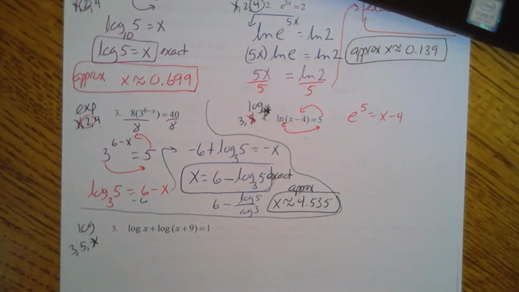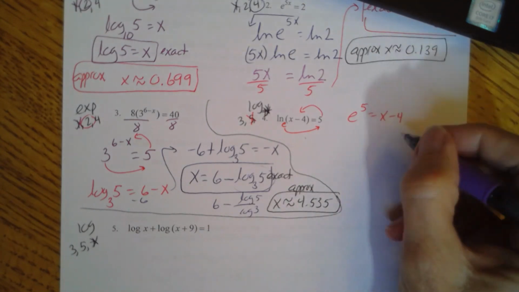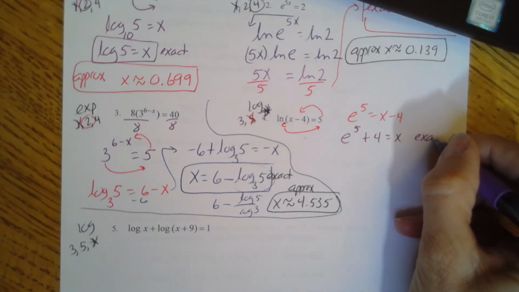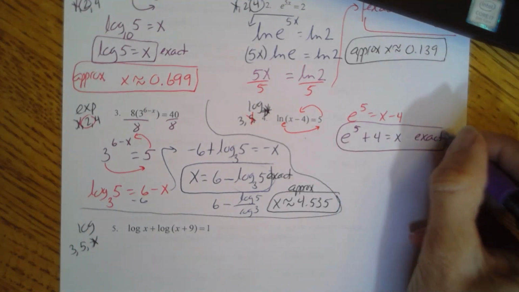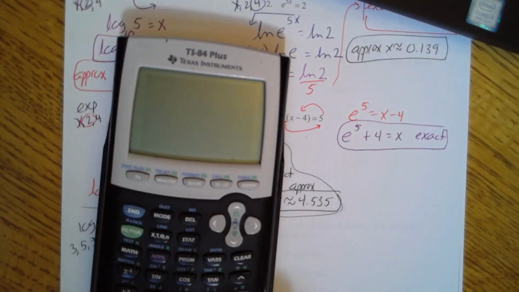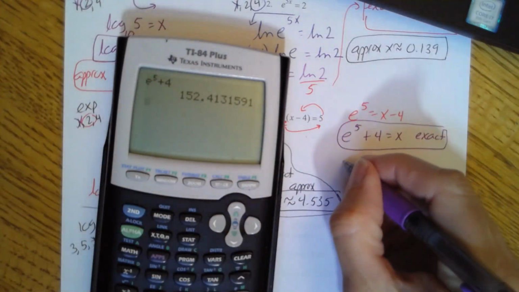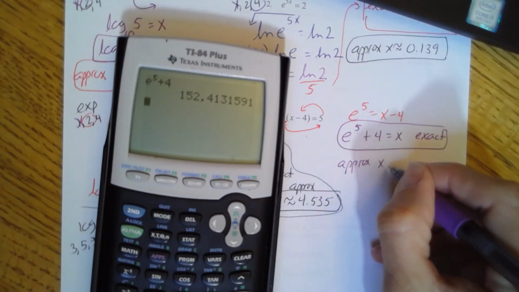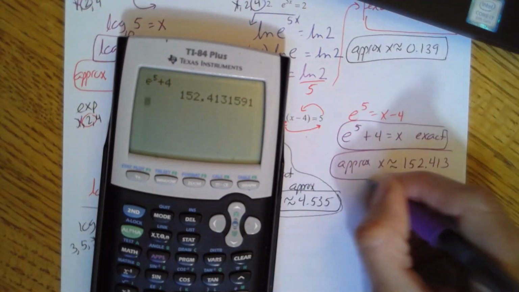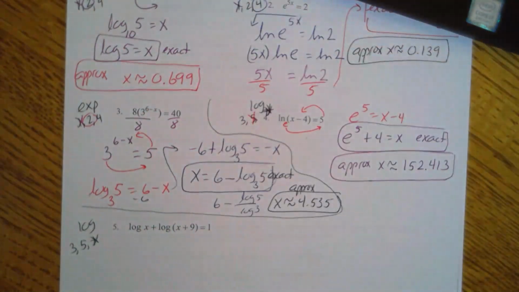That is not the exact answer yet. You have not solved for x. So I need to add over the 4. So e to the 5th plus 4 equals x. And that is now the exact answer because you got x by itself. Then we're going to plug that into our calculator. So bring up the e and then raise it to the 5th power and then add 4. So we're going to get approximately 152.413. So the approximated answer is x is approximately 152.413. Make sure you know the difference between an exact and approximated.